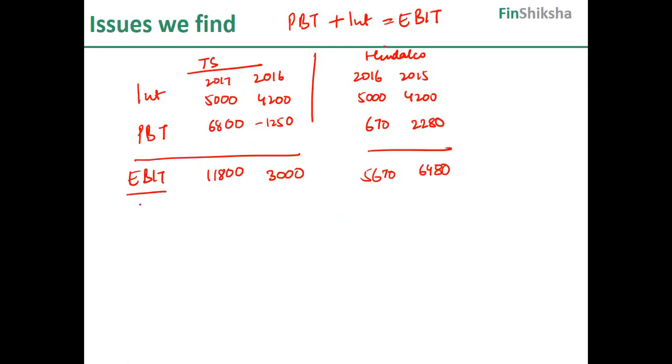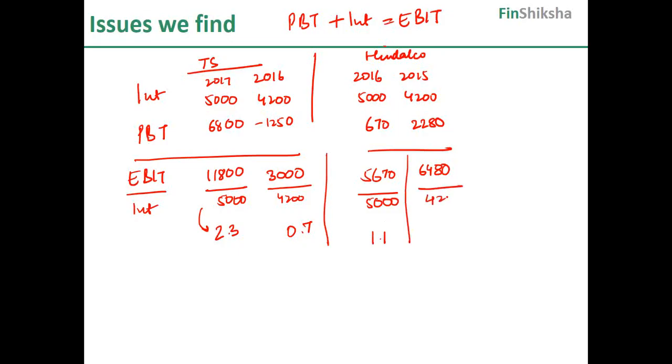Now I can divide EBIT by interest. So in this year, this by 5,000 will give me a number of approximately 2.3. Here 3,000 by 4,200 is going to give me 0.7. That's trouble, default essentially. Here this by 5,000 is going to give me about 1.1. That's not too good. And this by 4,200 is going to give me about 1.5. That's still tricky because you don't know what those numbers would be. I mean, technically, could it be higher or could it be lower, right?